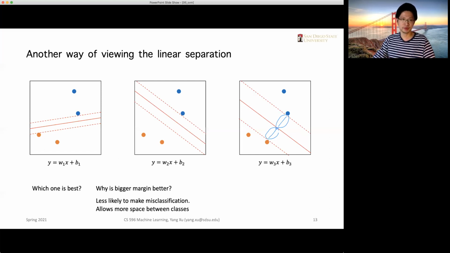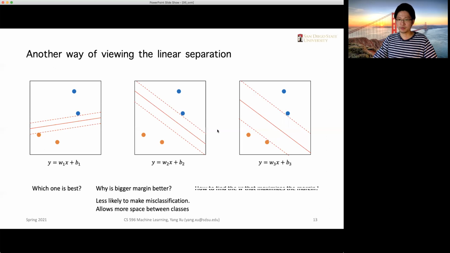For example, if a new data point appears here, then we are still making the right classification. What if a data point appears here? Visually speaking, it's closer to the blue data points, but the boundary will tell us it's on the same side as the yellow ones, so it should belong to the yellow class. So we're more likely to make mistakes. I think this is quite straightforward thinking: larger margins mean better performance of models.